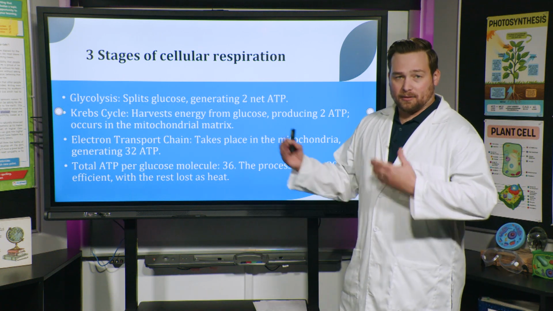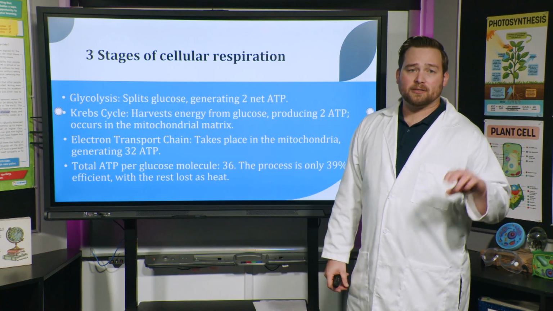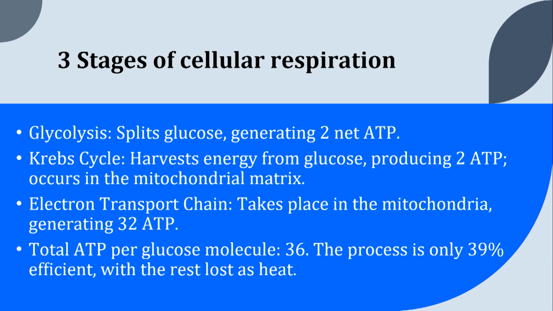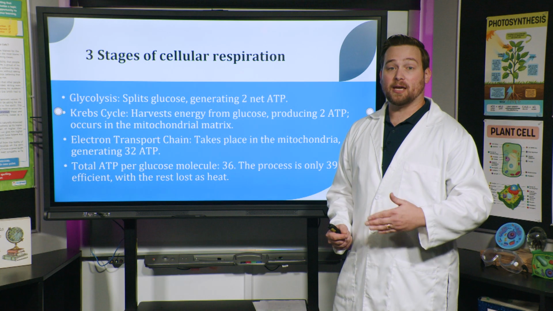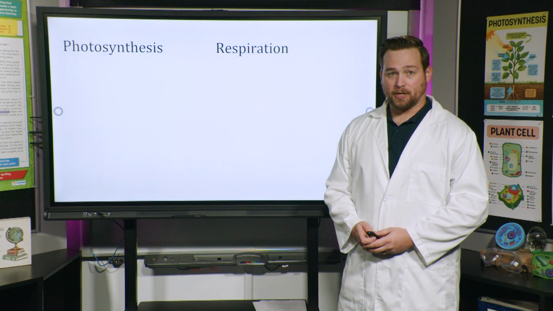3 stages, with a little bit more information. Glycolysis, like I said, splits glucose and generates 2 ATP. In the Krebs cycle, we're going to harvest the energy from glucose. It produces 2 ATP and happens in the mitochondria. And then the electron transport chain takes place in the mitochondria, generating 32 ATP. So most of the ATP is made in the last step, the electron transport chain. The total ATP per glucose molecule is 36. This process is only about 39% efficient. Most of it is lost as heat, but this is much more efficient than anaerobic respiration, okay?